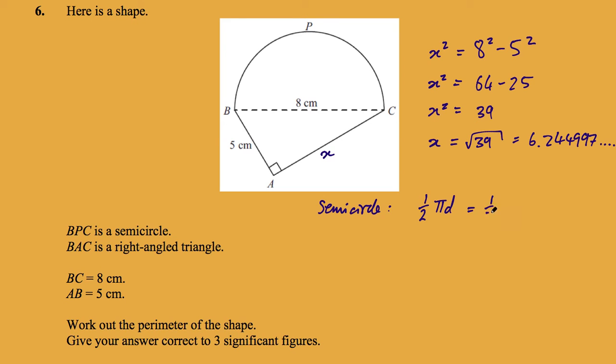So that's half times pi times the diameter, which is 8. So that's 4 pi, which on my calculator is 4 times pi equals 12.56637. Perimeter.